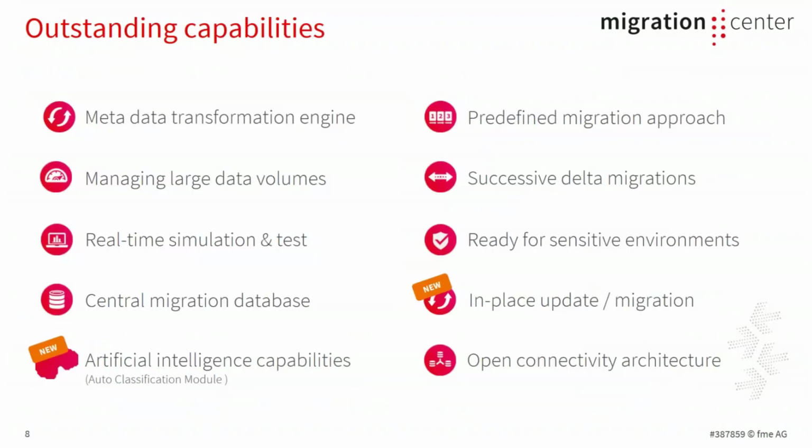So now we look through the capabilities, or the outstanding capabilities I like to mention. First of all, we have a metadata transformation engine which allows you to map and transform your metadata, folder structures, as I mentioned, and access rights, and maintain relations, let's say concepts like virtual documents or compound documents, etc. Then migration is fully scalable. That means it's really made for large volumes.